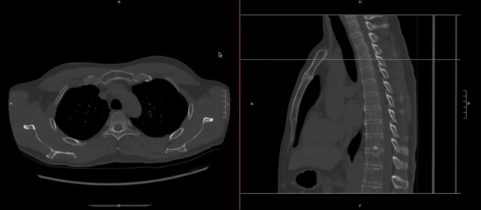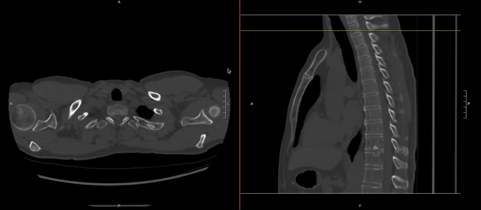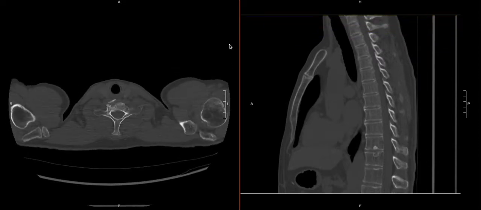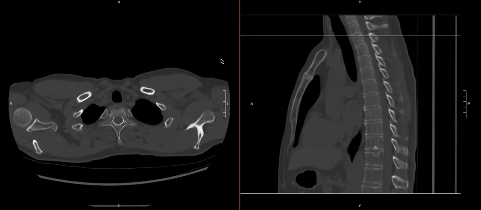And we'll come up all the way as high as we can. And we can clear the spine here for this study. Now, we're in a position to take a look at the ribs.